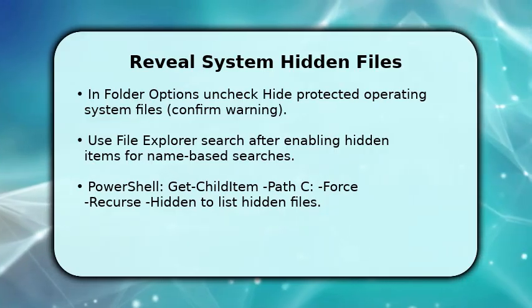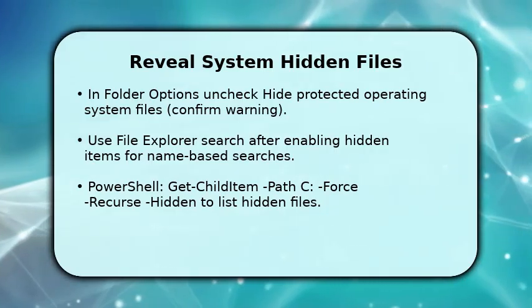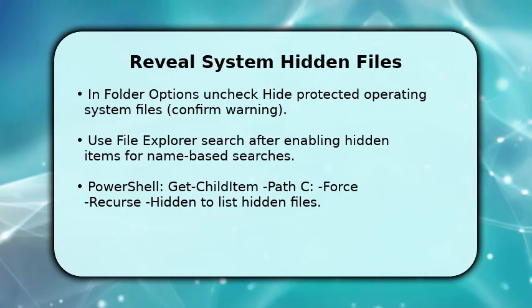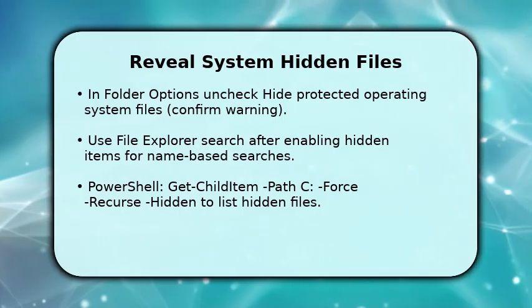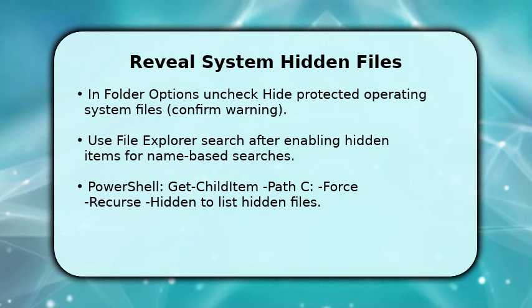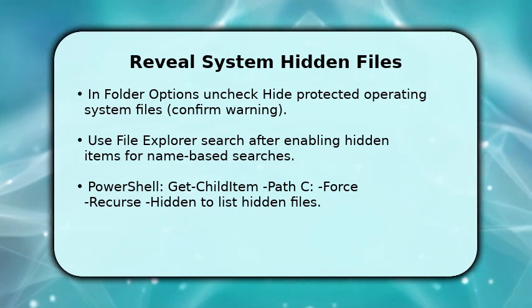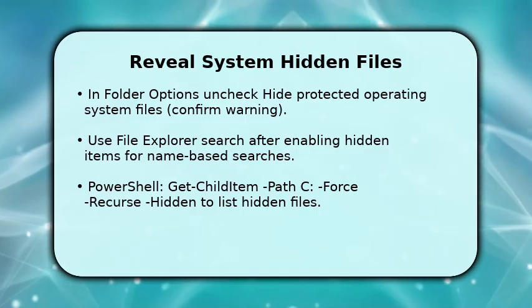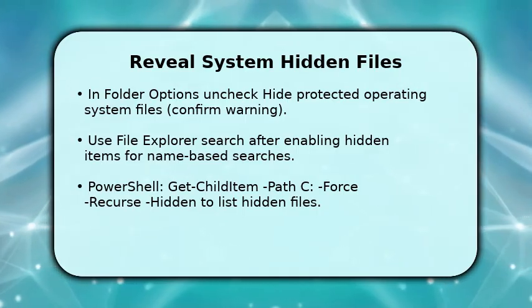For a more powerful search, open PowerShell as administrator and run Get-ChildItem -Path C:\ -Force -Recurse -Hidden -ErrorAction SilentlyContinue to enumerate hidden files across folders. This helps when Explorer's search is too slow or misses protected entries.